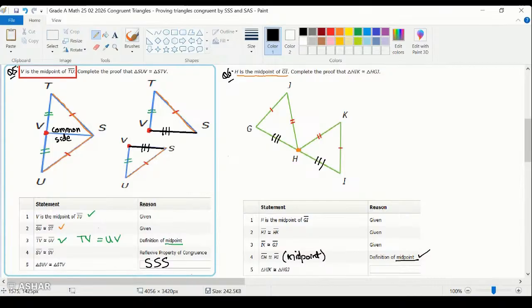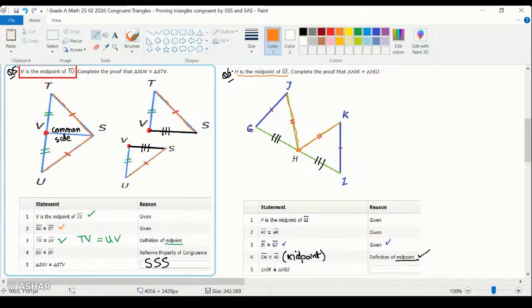Whereas what they are saying is the length of GJ and KI are also the same. GJ and KI, right? Equivalence, this is given to us. For the last value, they're saying HK, and this is also the same, right?